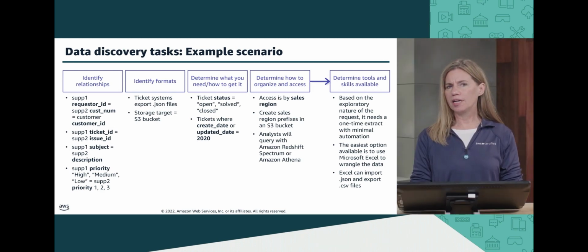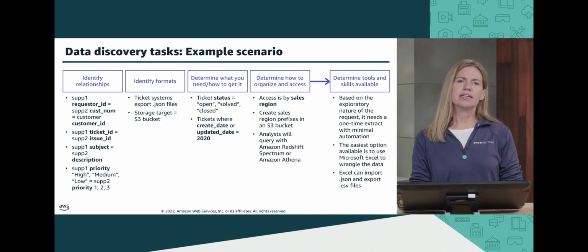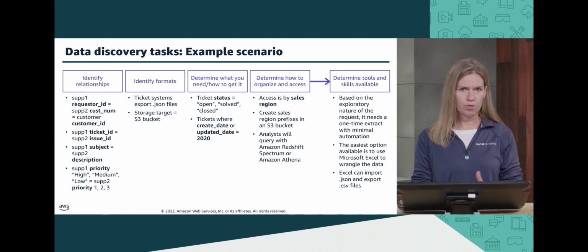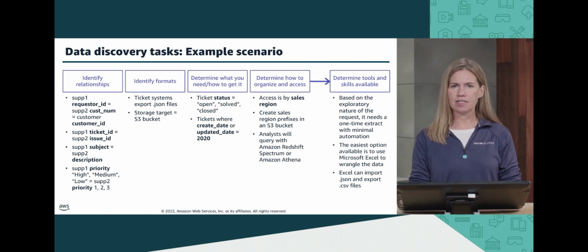In terms of how to organize the data in Amazon S3, the need to access by sales region means that the bucket should be set up with prefixes or folders to match each sales region. Then, AWS Identity and Access Management, IAM policies, can be set up to grant access by sales region.